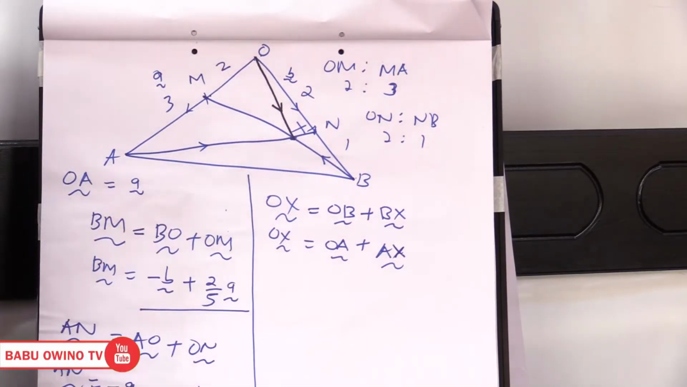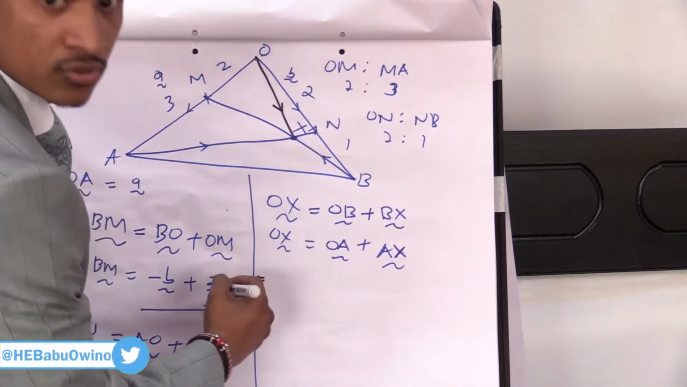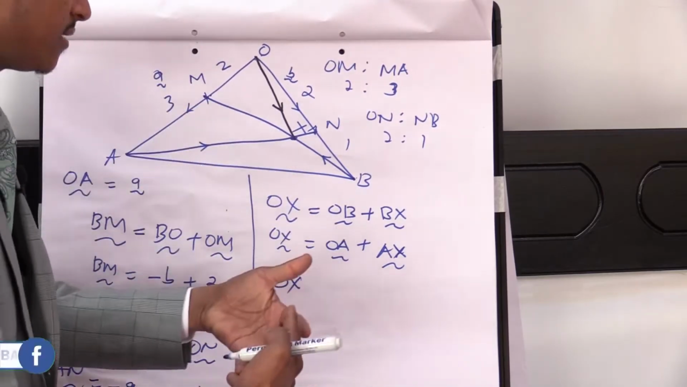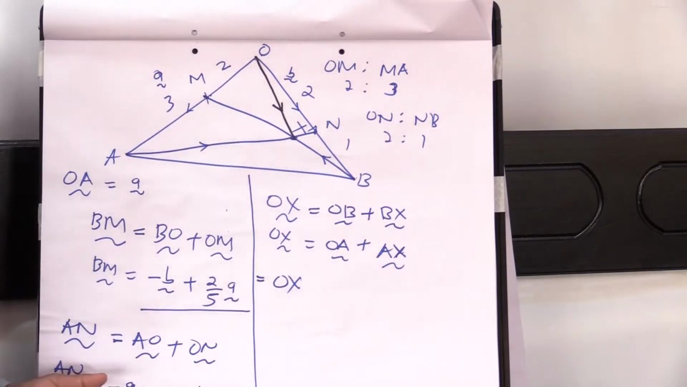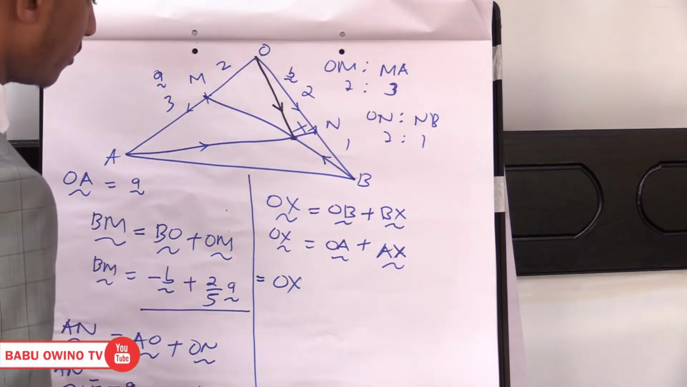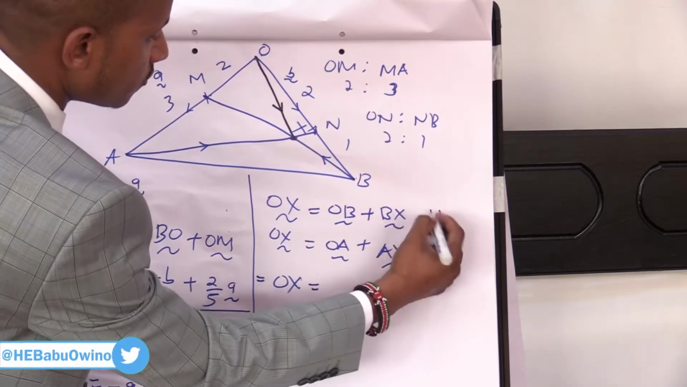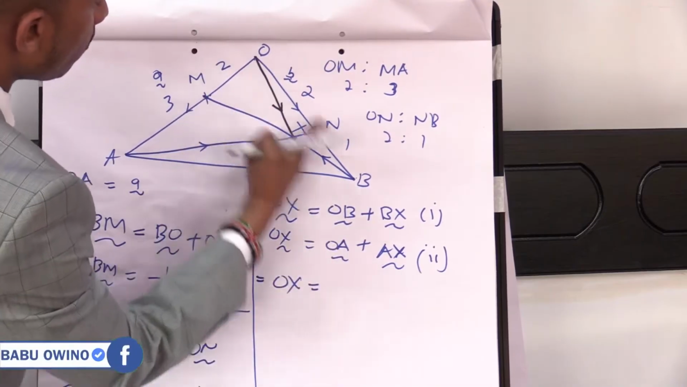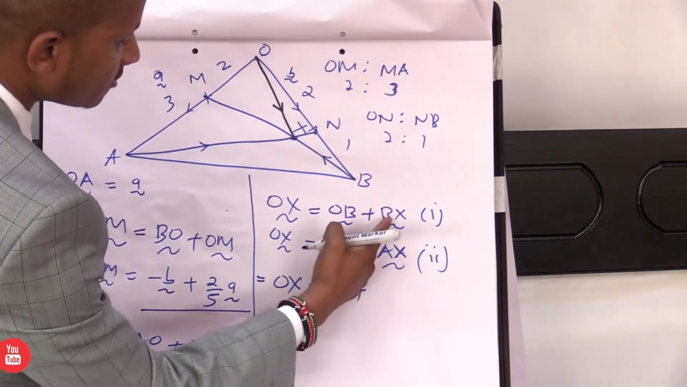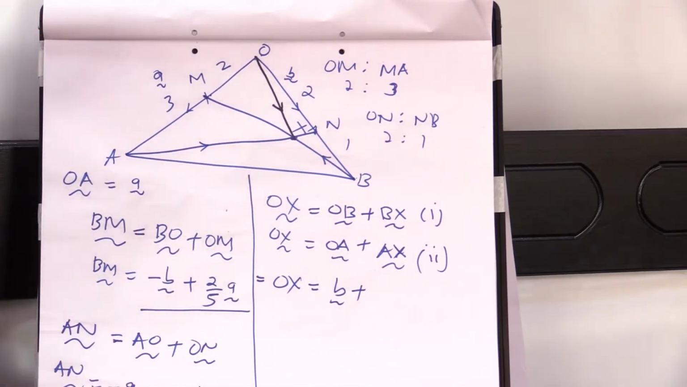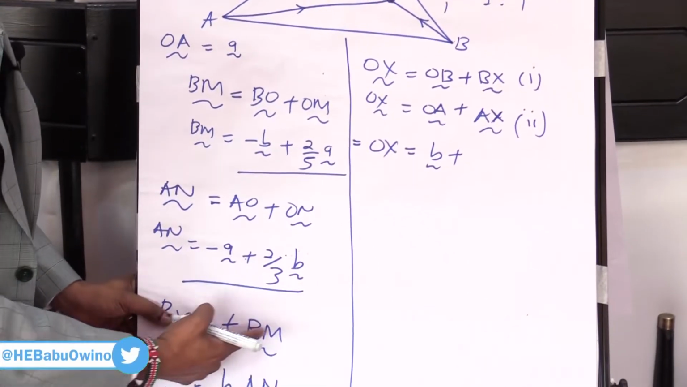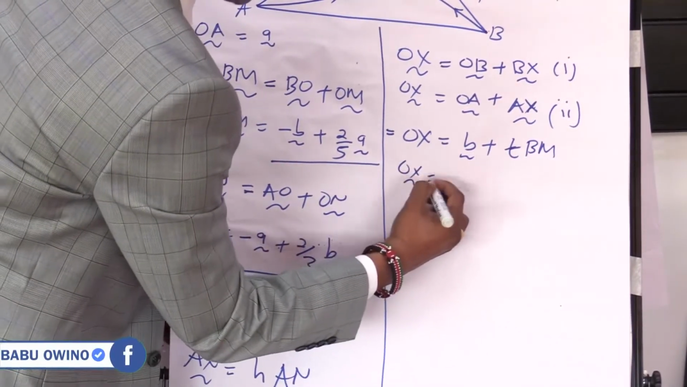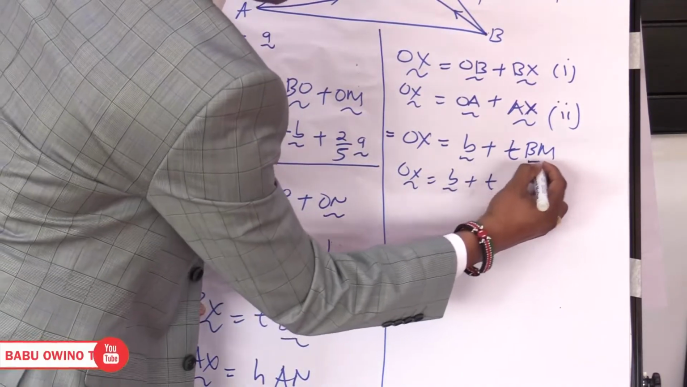So this is as simple as it sounds. O to X, we want to find these two values of OX, then we equate them, then we solve the values for the scalars. Then we shall have finished this equation. So the first OX is 1, this is 2. Let's find OX 1, which is OB. OB is B plus BX. BX, you are told, is equal to T of BM. Therefore, OX equals B plus T of BM.